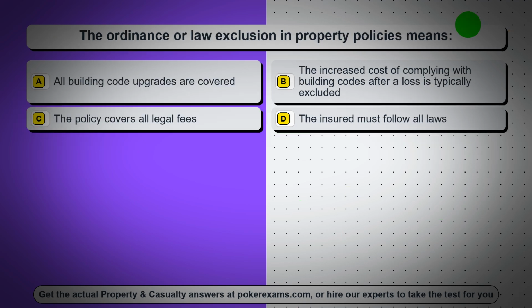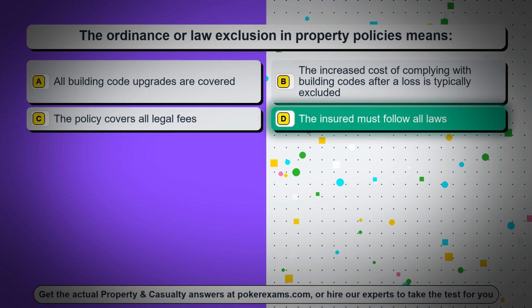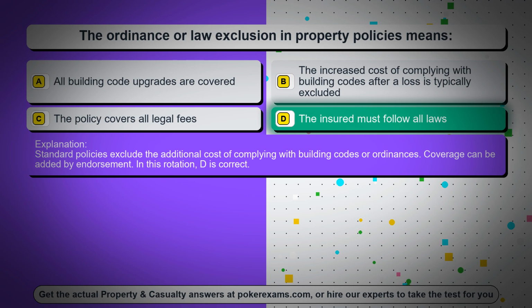Question 84. The ordinance or law exclusion in property policies means: option A, all building code upgrades are covered; option B, the increased cost of complying with building codes after a loss is typically excluded; option C, the policy covers all legal fees; option D, the insured must follow all laws. The correct answer is option D, the insured must follow all laws. Standard policies exclude the additional cost of complying with building codes or ordinances. Coverage can be added by endorsement. In this rotation, D is correct.